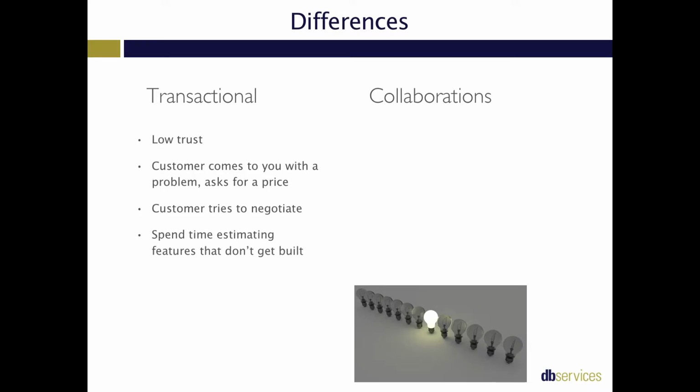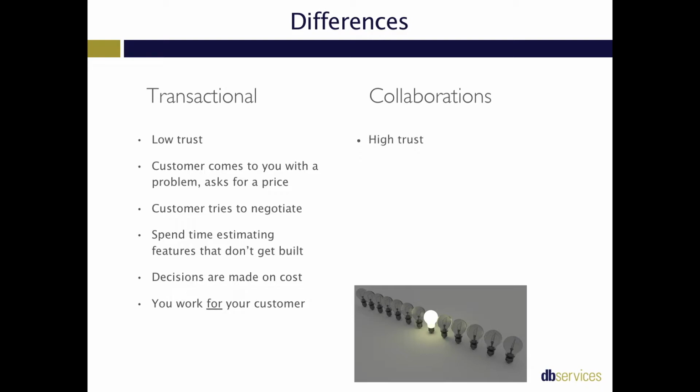And then you're going to spend time estimating features that you're not even going to build. You'll be asked to estimate 5 or 6 different things, and then maybe they pick one and you forget about the other 4. That's because decisions are made on cost, not value. And typically in these relationships, you work for your customer.